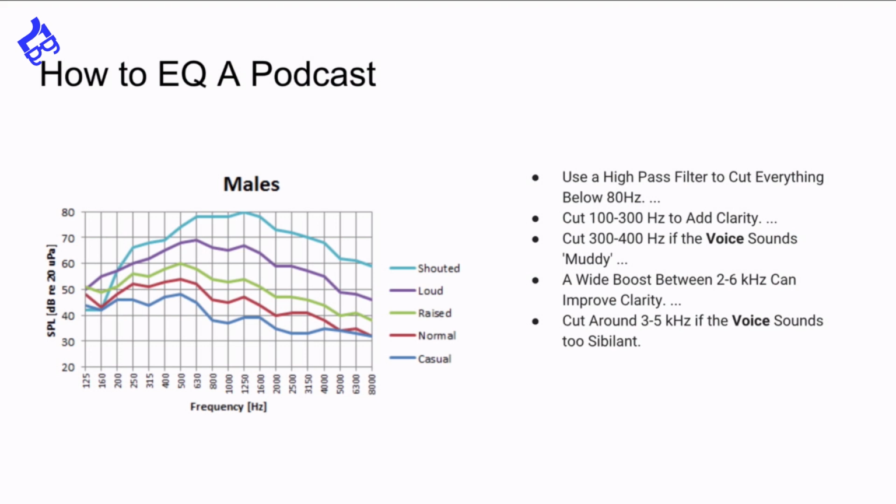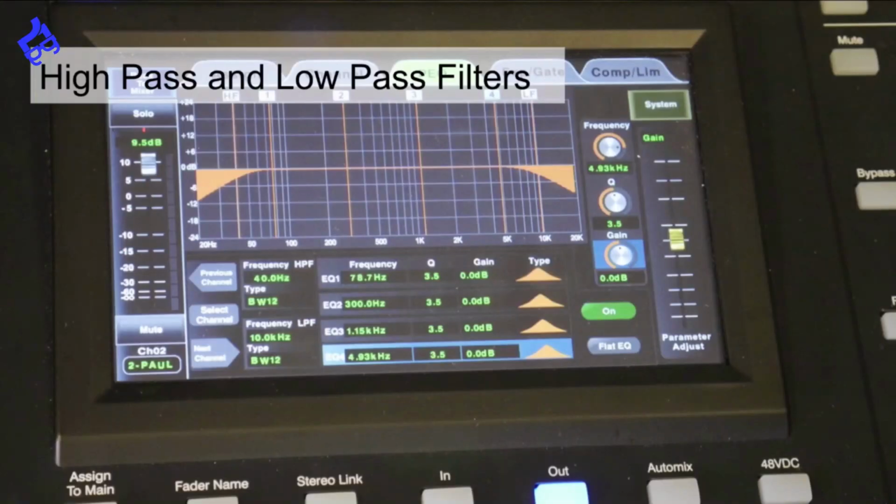We can cut between 100 and 300 to add clarity, and we'll show you how to do that. We can cut 300 to 400 if the voice sounds muddy, if it's not really crisp. And we can also do a wide boost between 2 to 6 hertz to improve clarity. And then we can cut around 3 to 5 hertz if the voice sounds too sibilant, if there's too much hissing and popping. And then beyond that, we're going to show you how to add VST3 plugins as well to really spice up your podcast, but that will also be in a future video.